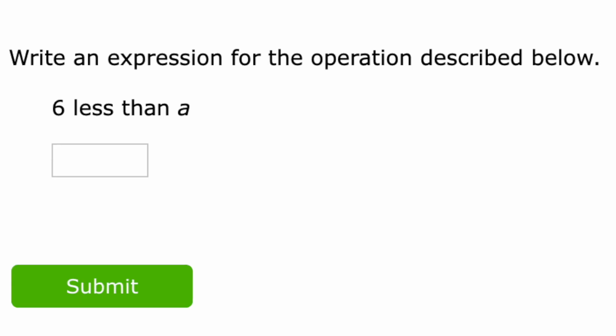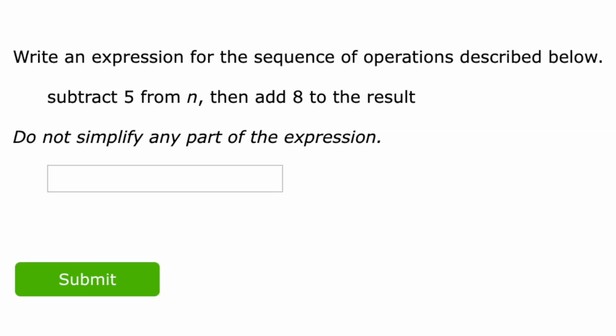Next, we have 6 less than a. Now notice that this doesn't say 6 minus a. This says 6 less than a. So we're starting with a and we're taking away 6. Next, subtract 5 from n, then add 8 to the result. Since we're subtracting 5 from n, we start with n minus 5 and then add 8.